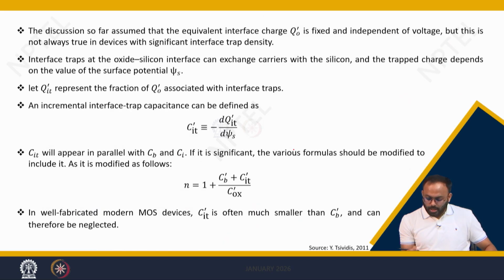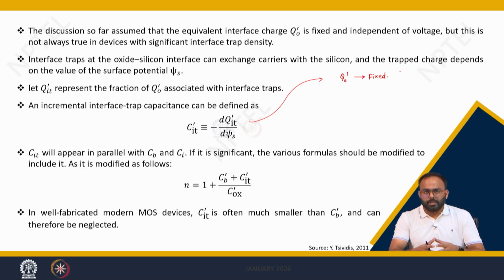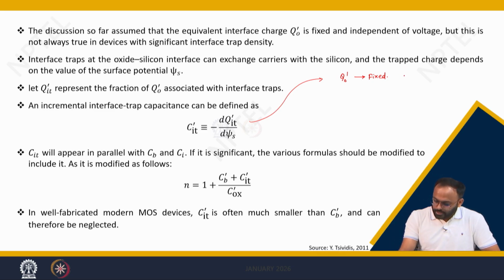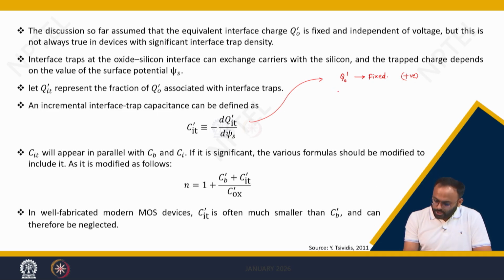Let us do a small analysis further: what is the capacitance offered by interface trap charge? You remember that in the first lecture we said that Q naught dash is fixed. It means we are considering the oxide charge is fixed. It is not varying, and we consider that it will always be positive. However, in some cases there is a chance that interface trap charge varies with voltage, meaning whenever you are writing the potential balance and charge balance equation, you need to consider that QIT as a function of voltage.